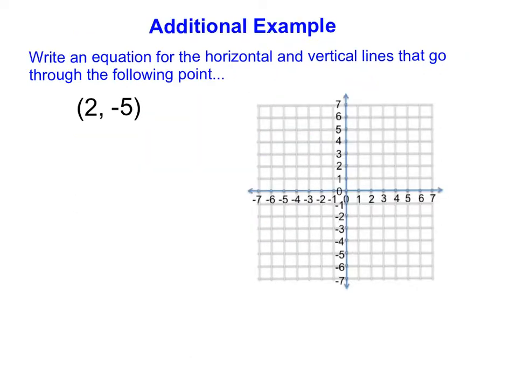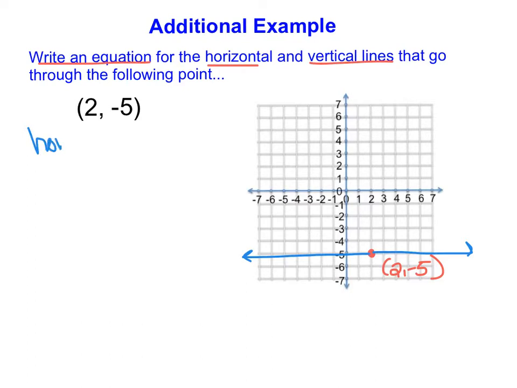Now let's walk through a couple of additional examples. So here we're going to write the equations for the horizontal and vertical lines that go through the point x is 2, y is -5. So here we have that point down here. Now we're going to start with the horizontal line.